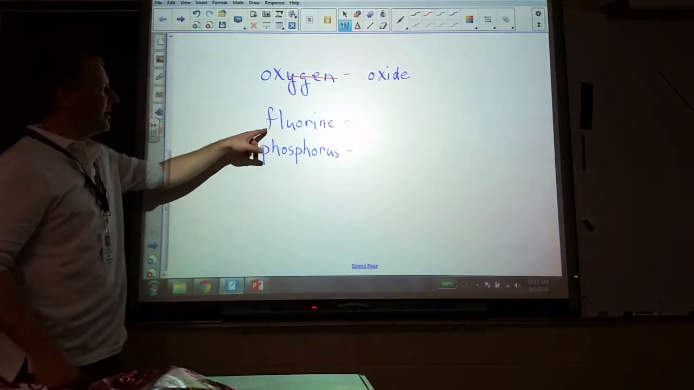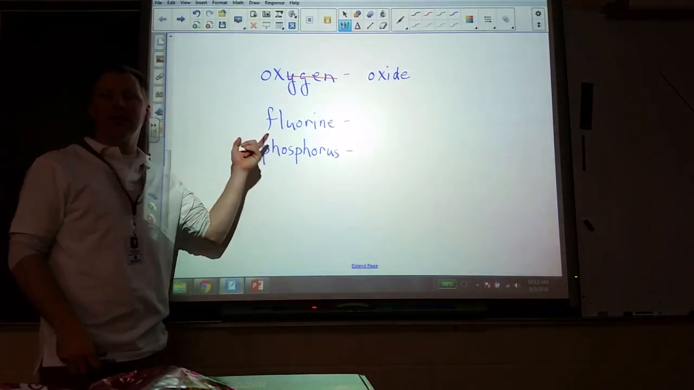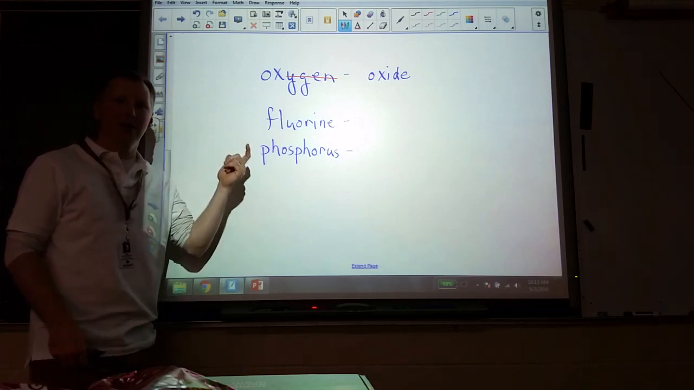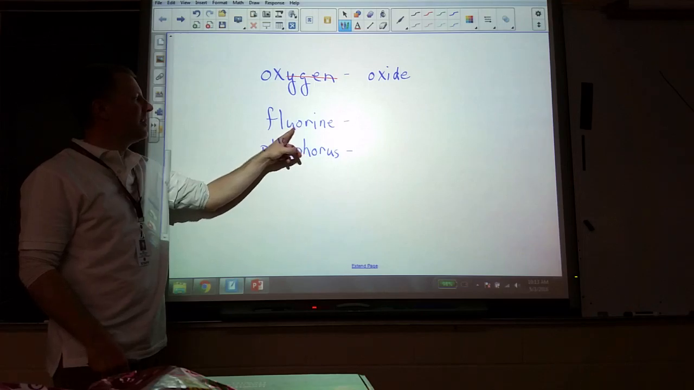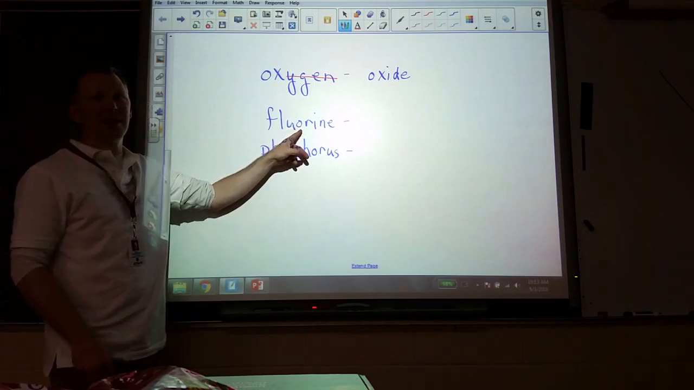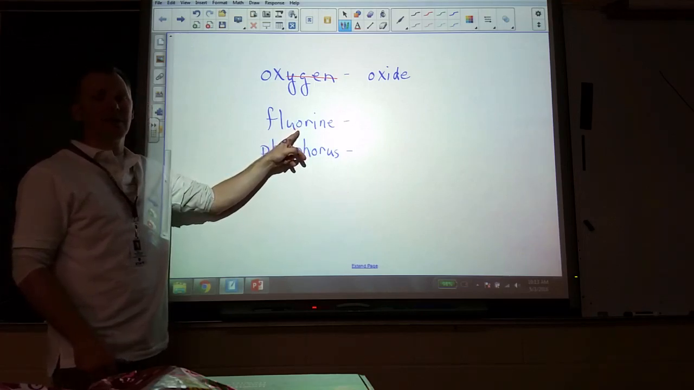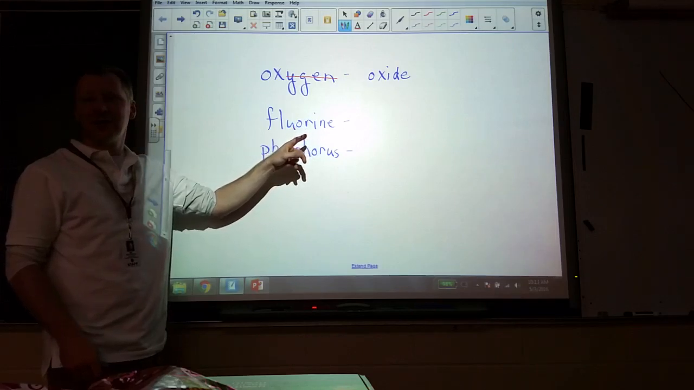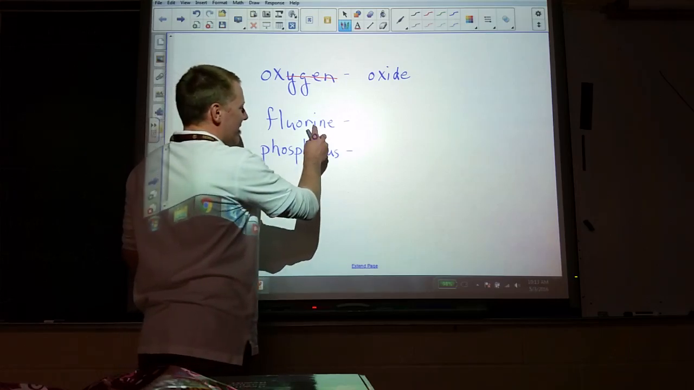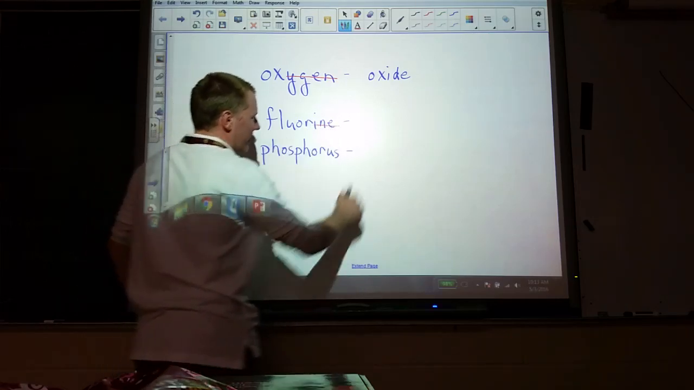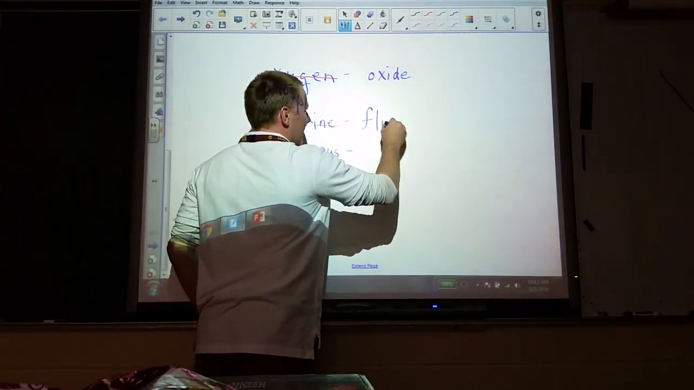Now, fluorine is the main reason why I have this listed as group of consonants. Because this is our first consonant, but this group sticks together. So we go to the second group of consonants. The I is our second group. We cross those out and it becomes fluoride.